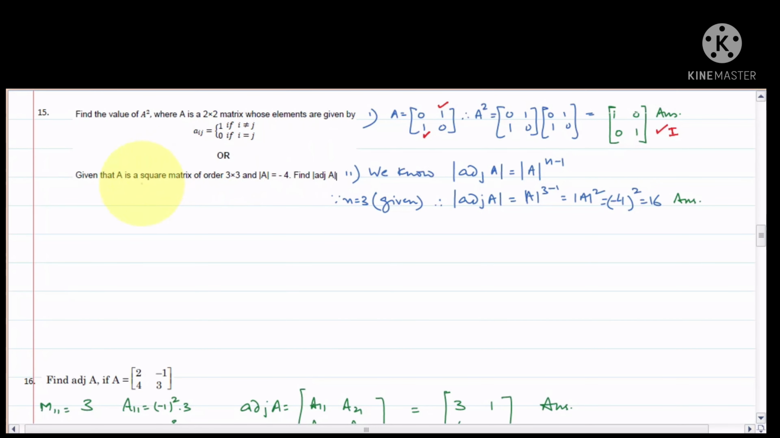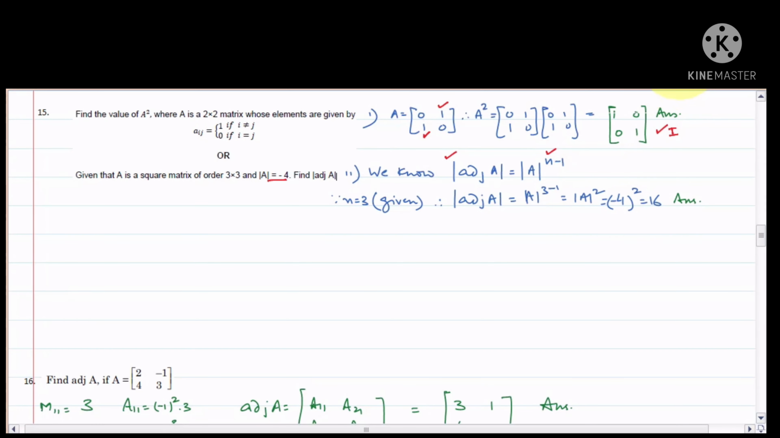Second part says given A is a square matrix of order 3 by 3 and determinant of A is equal to minus 4, find determinant of adjoint A. Again for adjoint A we know the formula. Determinant of adjoint A is equal to determinant of A to the power n minus 1, where n is the order of the square matrix. Here the order is 3. So determinant of adjoint A is equal to determinant A to the power 3 minus 1. It is equal to determinant of A whole square, and we know the value of determinant A from the given condition. So minus 4 whole square will yield 16.